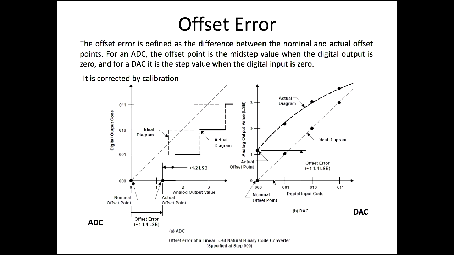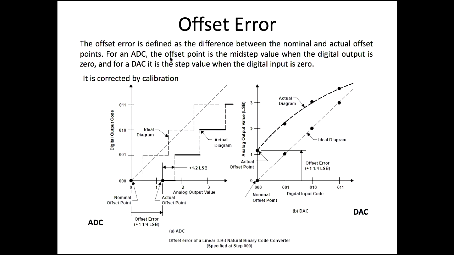Same with the DAC as well. In a DAC, when you give digital input 000, you may see 1 volt output. Then your DAC has an offset. So the offset error is defined as the difference between the nominal and actual offset points.